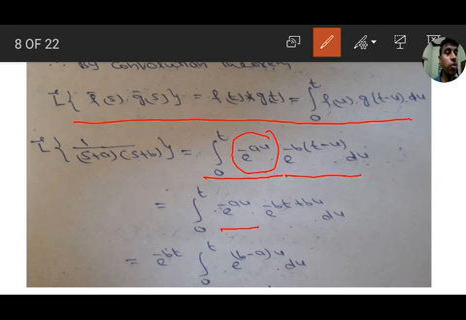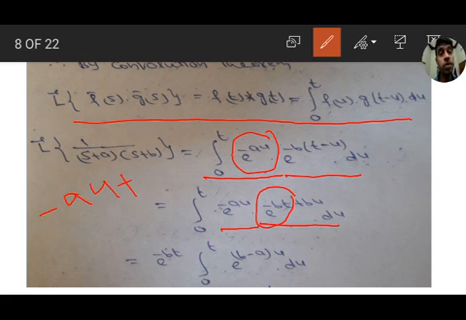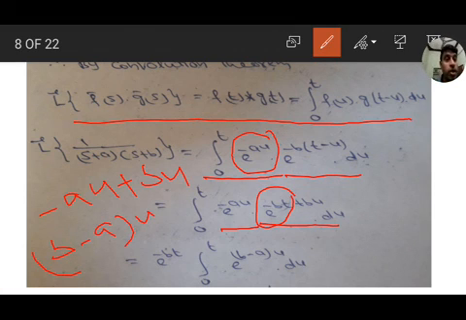Simplification: e to the power of minus au, e to the power of minus bt into minus b plus u, that is e to the power of minus bt plus bu. This e to the power of minus bt is the constant outside. We get here e to the power of minus au plus bu. Taking u common, we get b minus a into u, so e to the power of (b minus a)u du. So e to the power of minus bt is the constant outside.